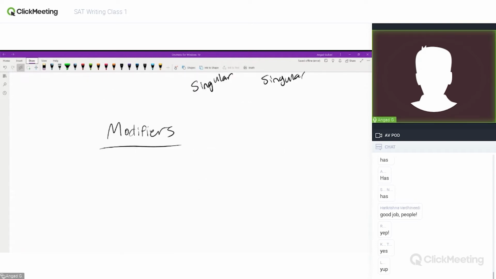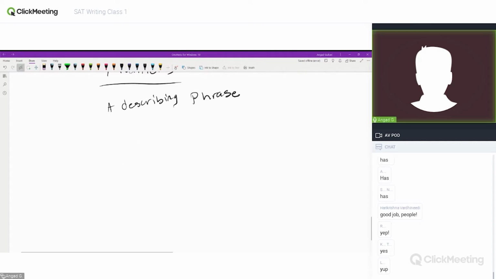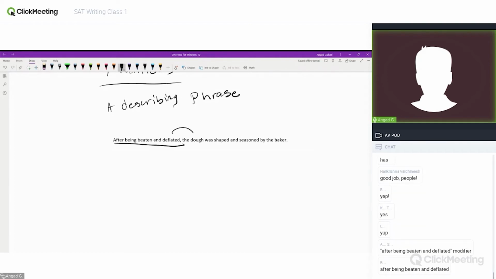All right, so now we're going to talk about modifiers, all right? So a modifier is essentially a describing phrase. All right. So let's say you have the sentence, after being beaten and deflated, the dough was shaped and seasoned by the baker. We have this phrase right here, after being beaten and deflated, kind of describing what was happening to the dough, right?